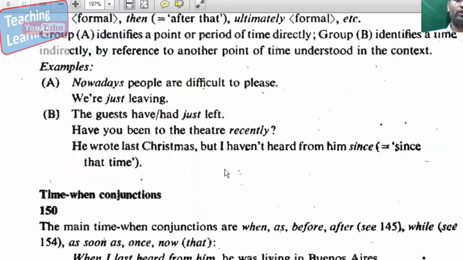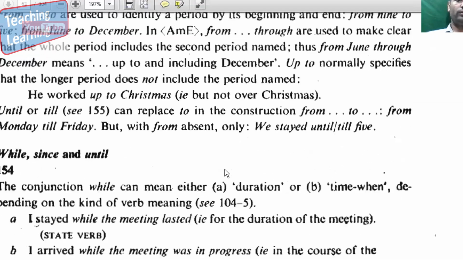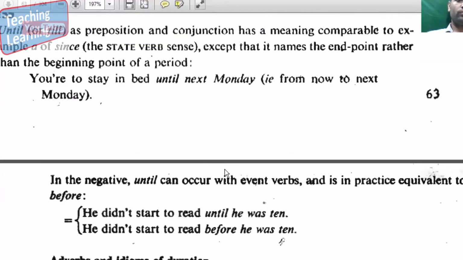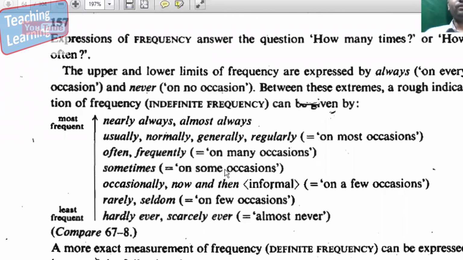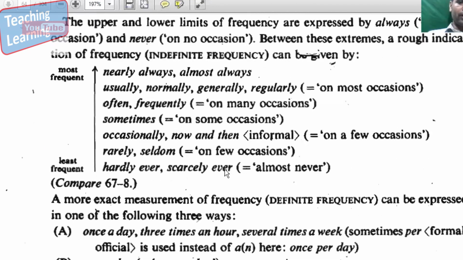Measuring time, duration, and a lot of frequency. Frequency is very important to know. You have just understood rarely, always, almost always, usually, normally, generally, regularly, on most occasions, often, frequently, on many occasions, sometimes, on some occasions, occasionally, now and then, on few occasions, rarely, seldom, hardly ever, scarcely. Okay.